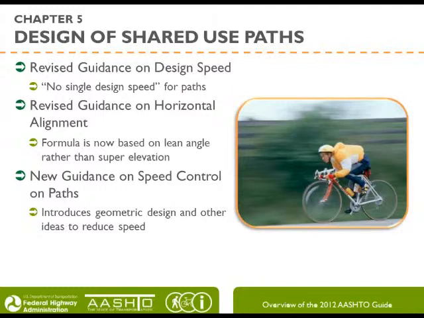And then new guidance on speed control and paths. And that sort of relates to the bollard issue. Communities in the past have used things like bollards to manage speed. Strongly discouraged, not what you want to do, but it talks about how you can use some of the more subtle kinds of approaches in terms of the geometrics of a path to control the speed. And so, again, some really good guidance.